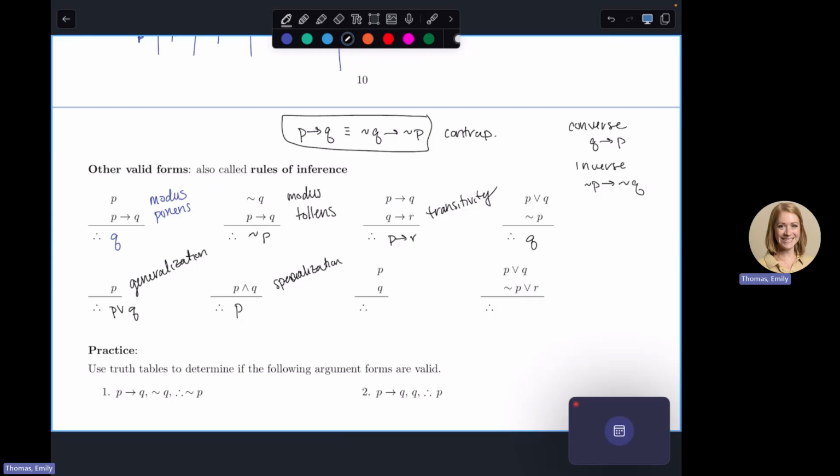Bonus points in my heart for whoever gets the next one. It's P and Q. Therefore, it's P and Q. Okay, this one is good. I like this one. P or Q, and also not P or R. Q or R.